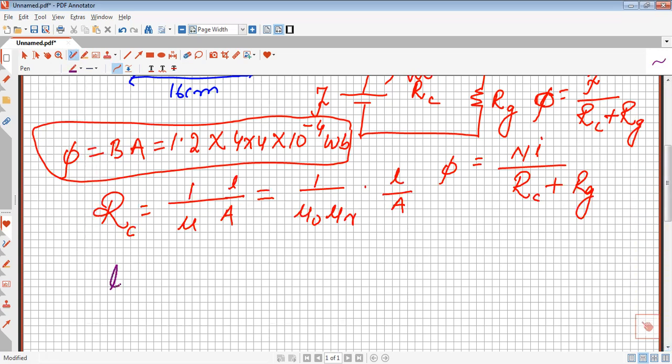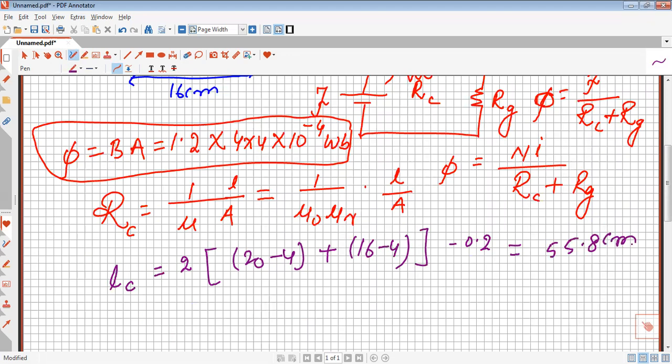The length of the core will be equal to 2 times (20 minus 4 plus 16 minus 4) minus 0.2, all in centimeters. So 20 minus 4 and 16 minus 4 multiplied by 2, because 2 arms are there of this length and this length. So it will give us 55.8 centimeters.